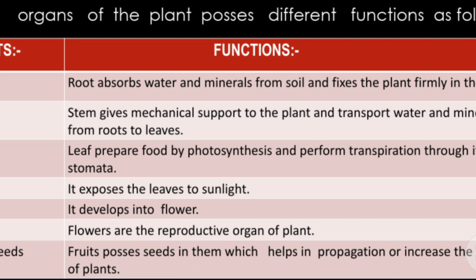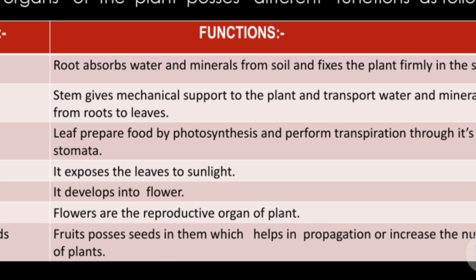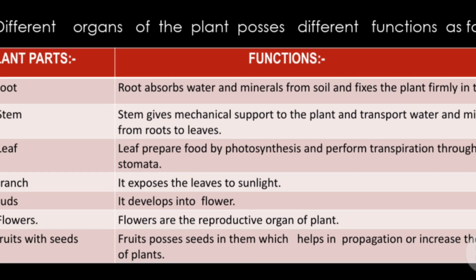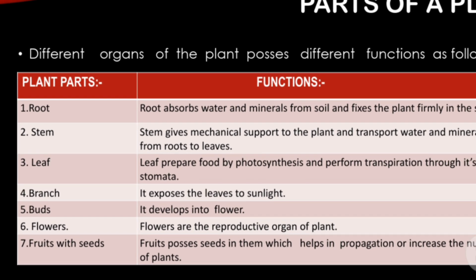Fruit possesses seeds in them, which helps in propagation or increase the number of plants. So fruits contain seeds, and after eating fruits, seeds are dispersed in nature, and when these seeds get favorable conditions, new plants arise from them. In this way, seeds help in the propagation, means they increase the number of plants. So these are plant parts and their functions.